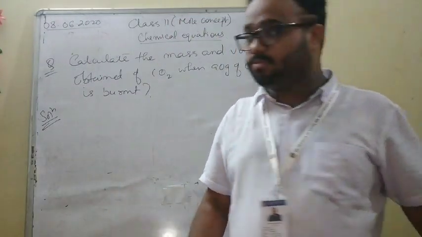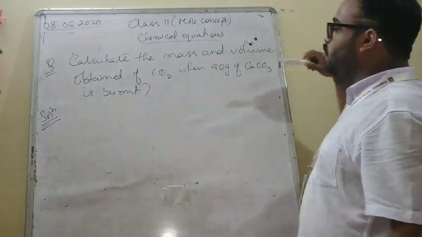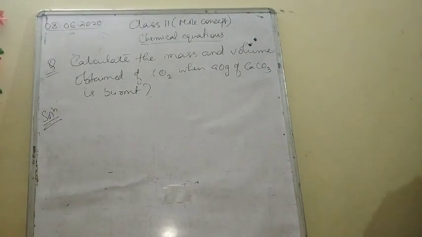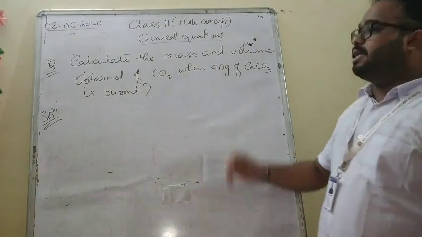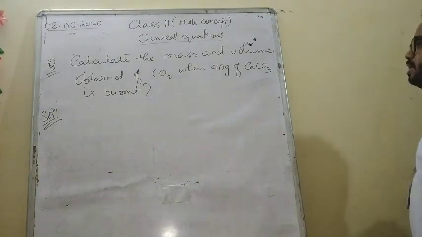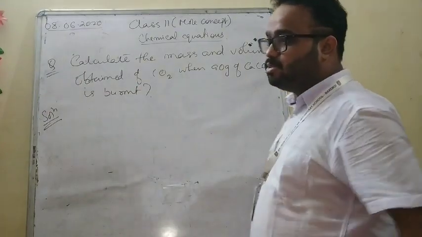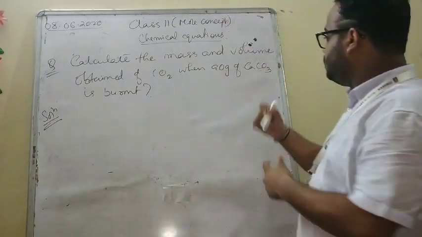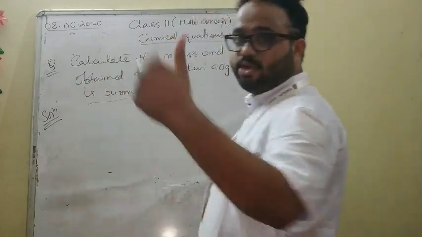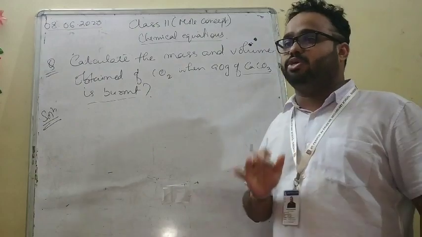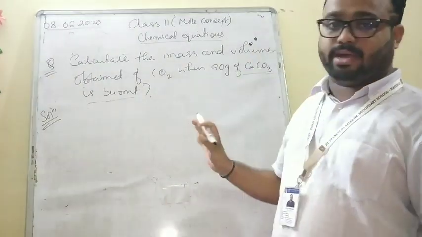These are the mole concept questions in terms of chemical equations. Calculate the mass and volume obtained of carbon dioxide when 90 gram of calcium carbonate is burnt. So burnt, you have to make the equation. In some cases the equation will be given, but in some cases it will not be given. In that case you have to make it.